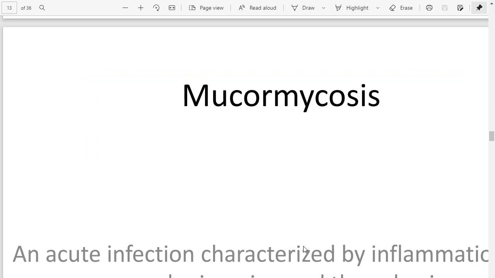The third of the miscellaneous fungi we will talk about is a very serious, obvious clinical condition that is increasing nowadays in India after the state of massive Delta variants of COVID. This is called mucormycosis. It is an acute fungal infection. This is the only fungal infection which occurs rapidly, deteriorating within hours.